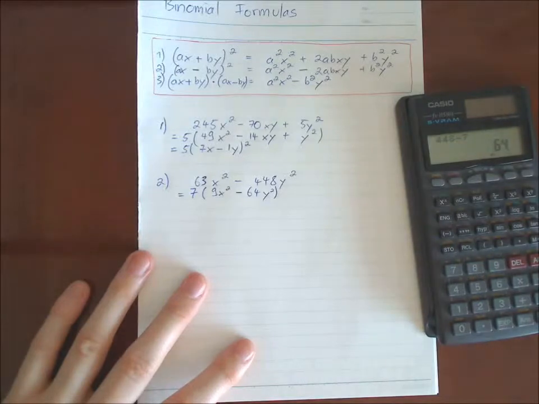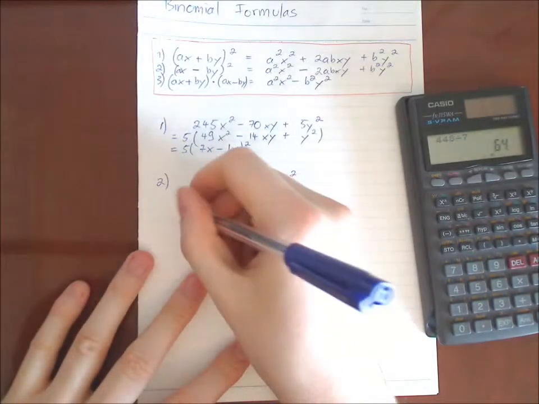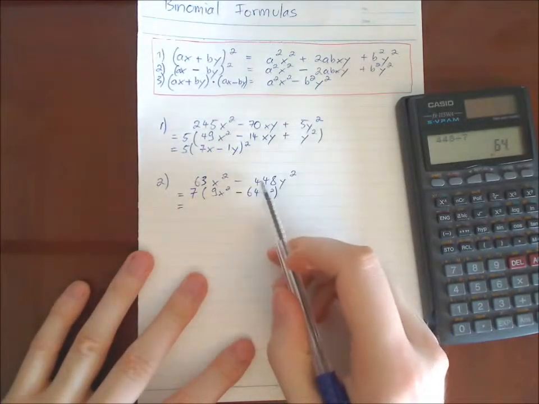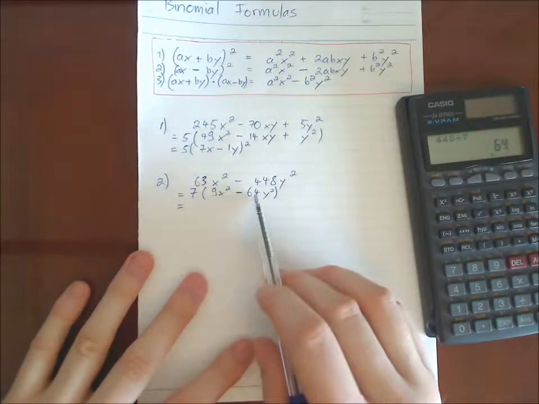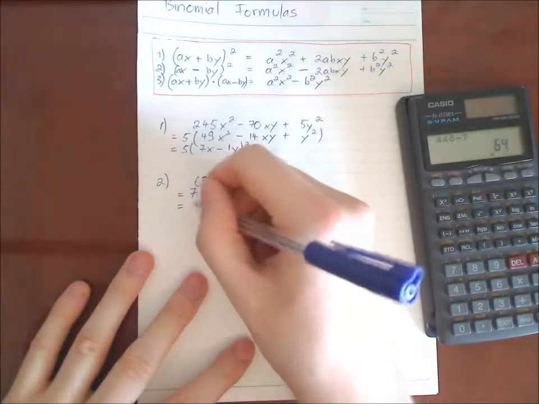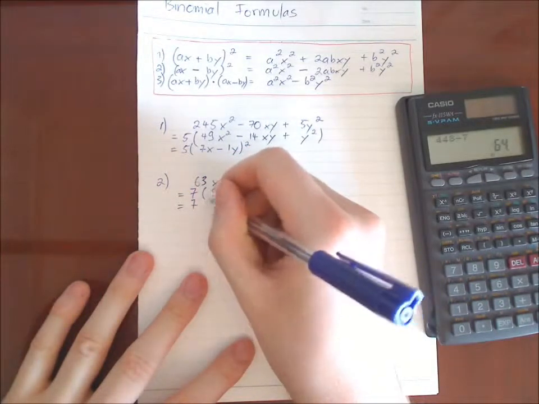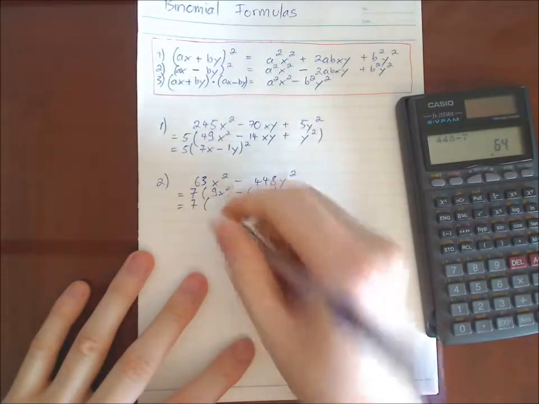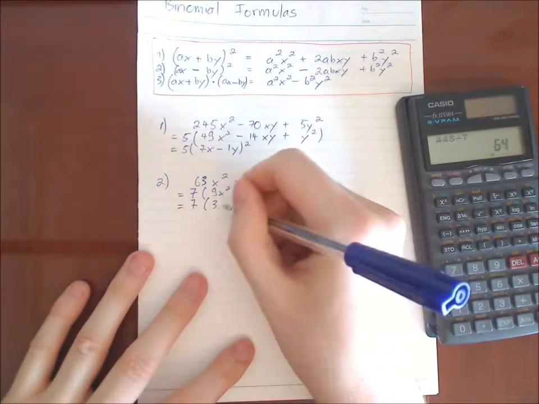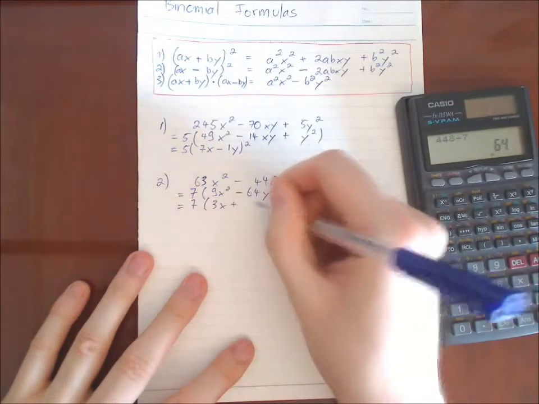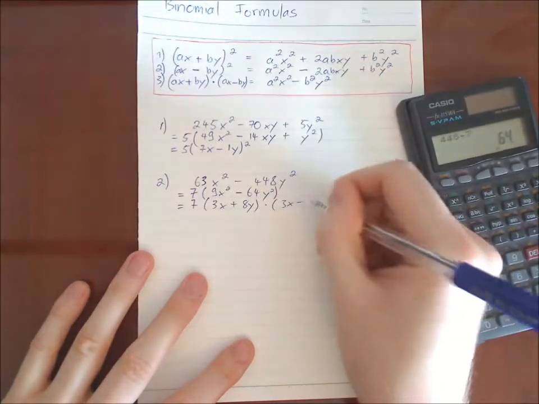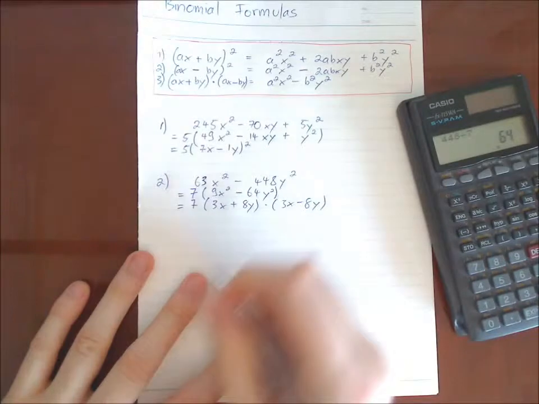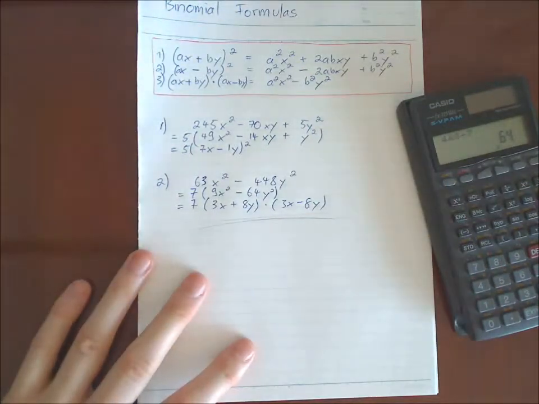We didn't apply the binomial formula yet, but now we can do it much more easily compared to the first line, right? The square root of 9 is 3, the square root of 64 is 8, so we can apply the third binomial formula very, very easily. So we have 3x plus 8y times 3x minus 8y. So as you see, it's not too difficult.